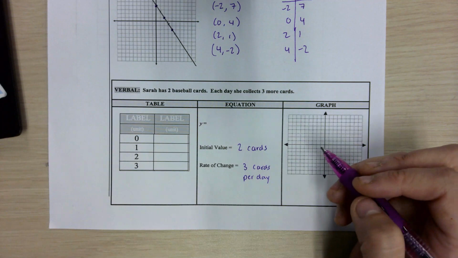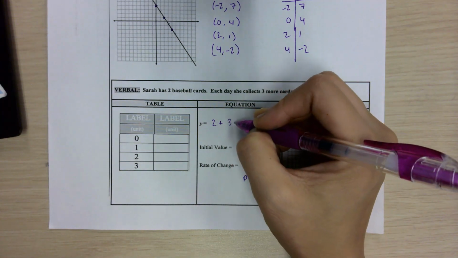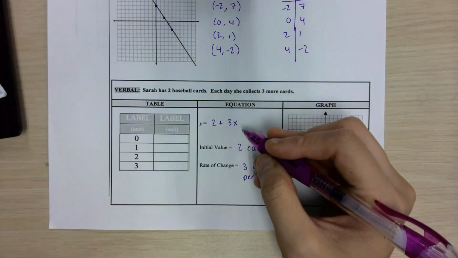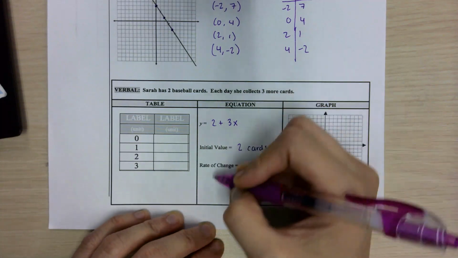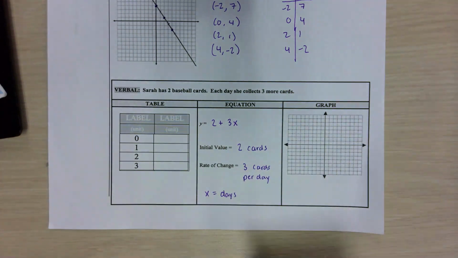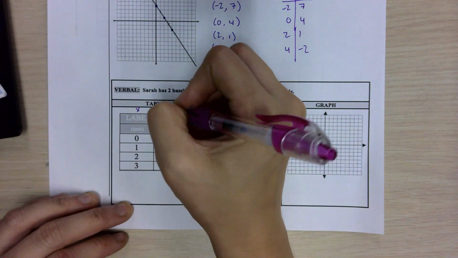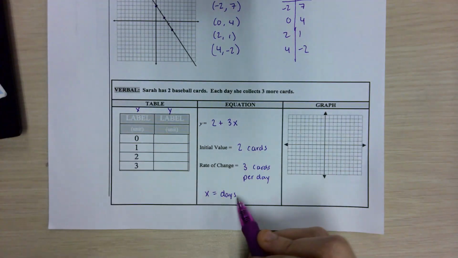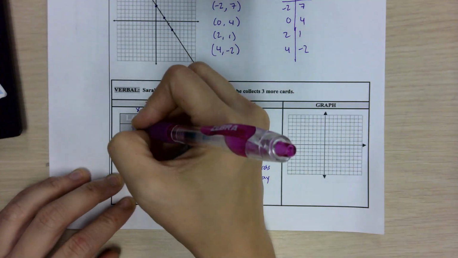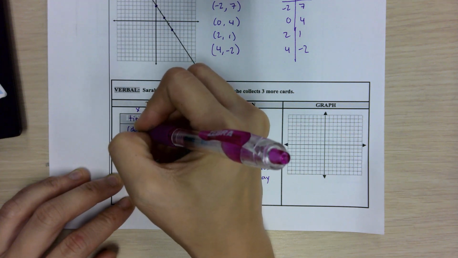So if we were to turn that into a formula, we'd have our initial value plus 3 times x, where x is a day, right? We could say x equals days. Okay, so if we wanted to make a table, right, we have our x and our y. Our label for x is days. Well, that's our unit, right? So this is time, and the unit is days.